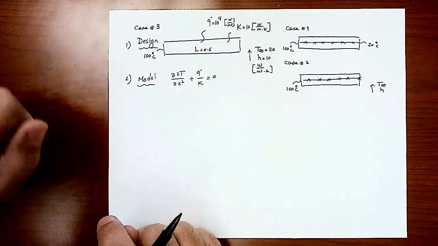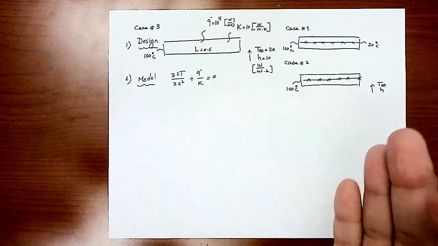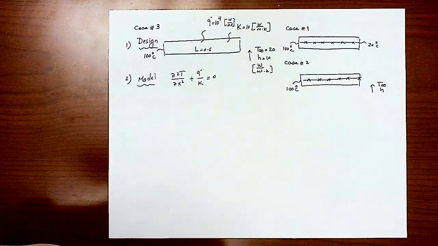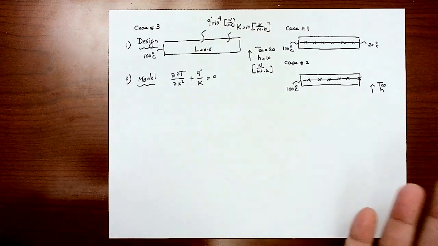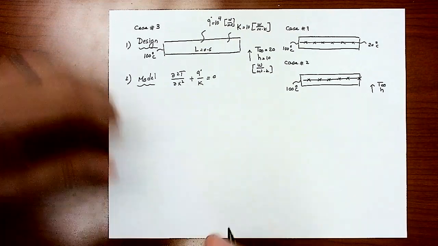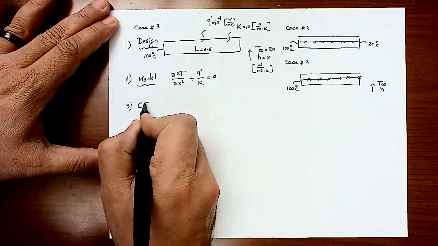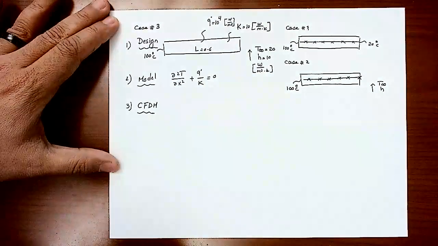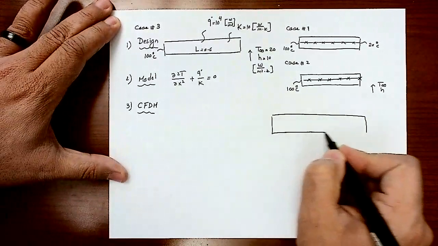Constant thermophysical properties as well. So this is my governing equation here. This is the equation that I'm planning to discretize. If you solve analytically, you have to integrate and so on, but now I'm gonna discretize. So I'm gonna use step number three: I'm gonna use the central finite difference method to discretize this equation. So let's draw that on a larger scale a little bit.